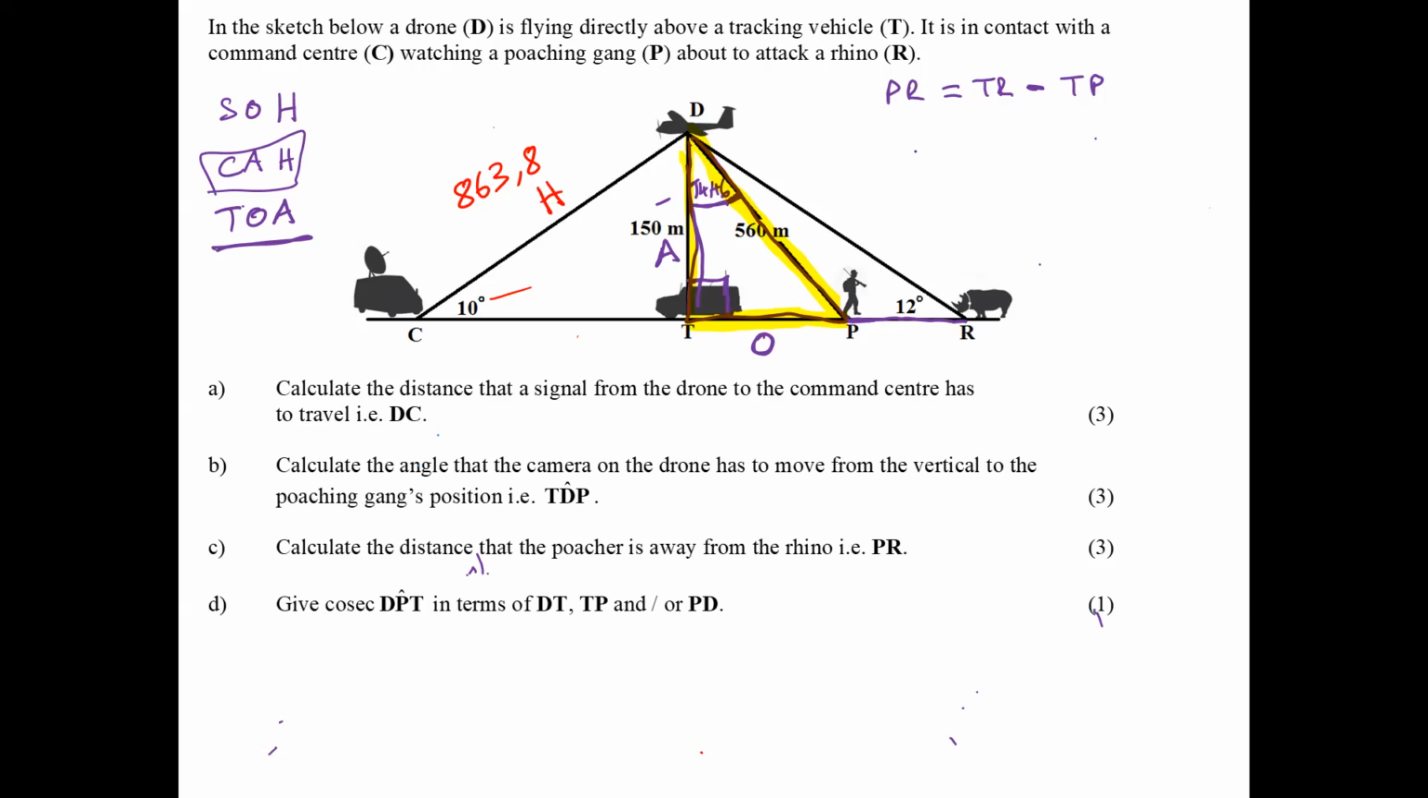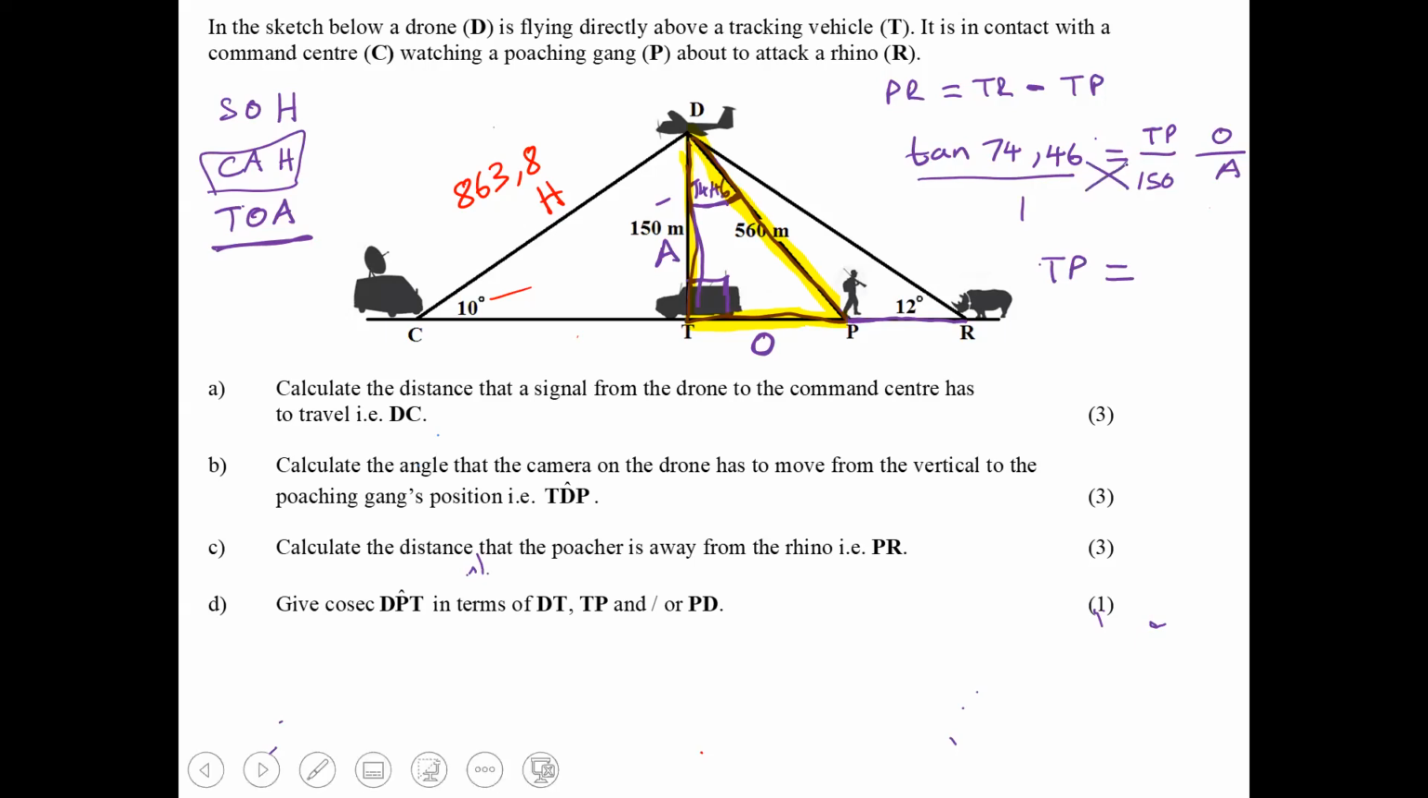So I can make a statement that tan 74.46 is equal to opposite over adjacent. Tan is opposite over adjacent, and the opposite side is what we're going to find. That's TP over the adjacent side of 150. Put that over 1. We're going to cross multiply. TP times 1 is TP, and then we multiply tan 74.46 times 150. Can I have an answer there?